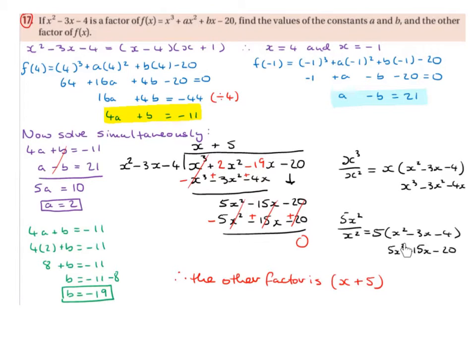So we take the 5x squared minus 15x minus 20. We write it down here. We change the signs. The new signs are written in red. These will all cancel. We get a remainder of 0. So therefore, the other factor is x plus 5. So that is our other factor of our polynomial.